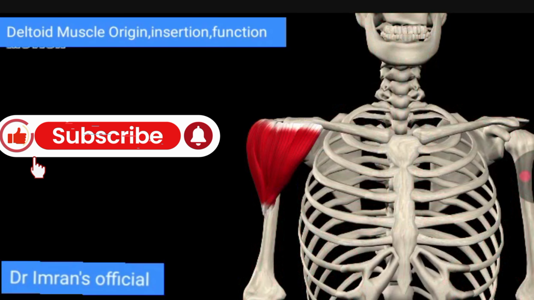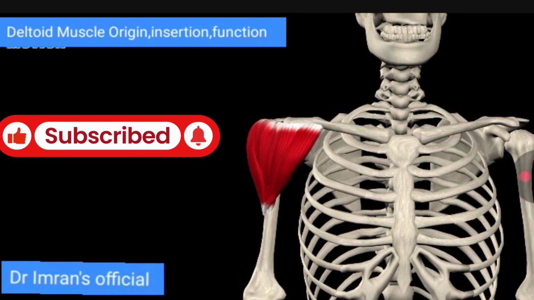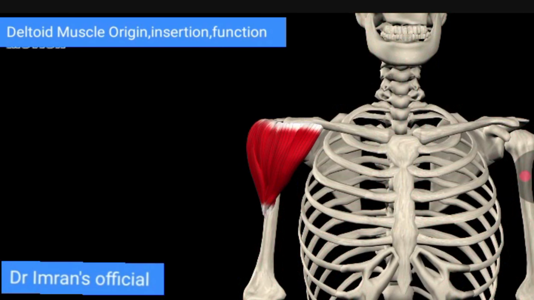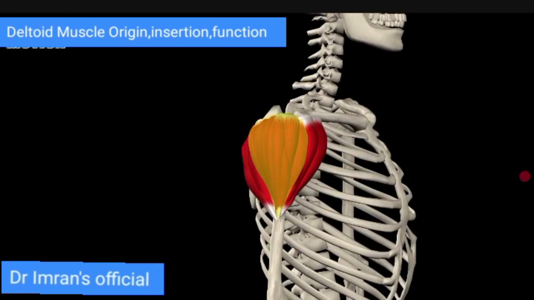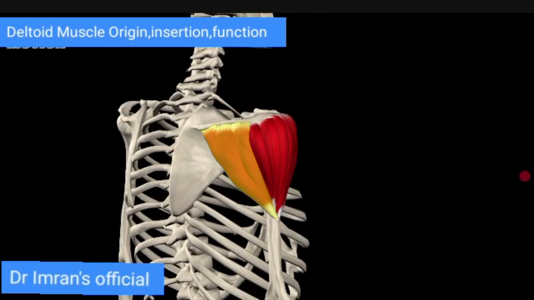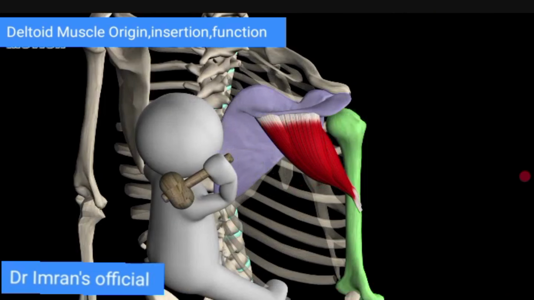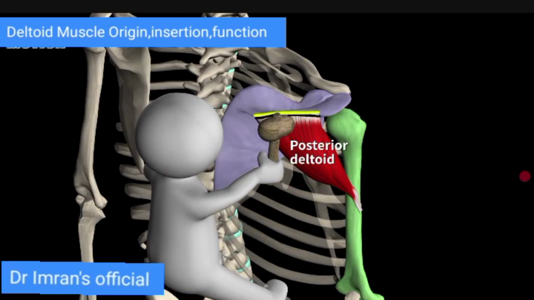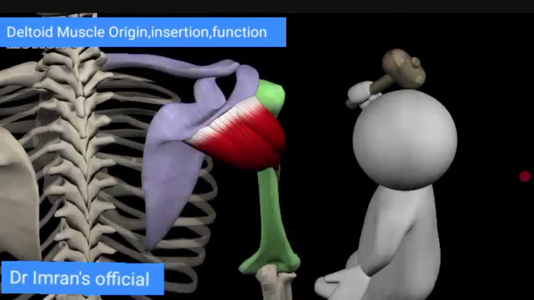Glenohumeral joint, which gives the shoulder its rounded contour. The deltoid muscle is divided into three parts: the anterior deltoid, the middle deltoid, the posterior deltoid. The posterior deltoid originates, proximal attachment, from the spine of the scapula.